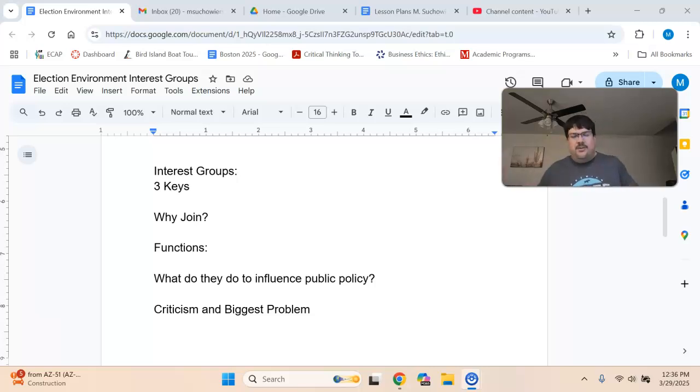Okay? So how do they do that? Well, one of the biggest things they do is they put offices in government centers, whether it's down in Phoenix or Washington, D.C. Interest groups, if they get powerful enough, promote the ideas through physical presence.